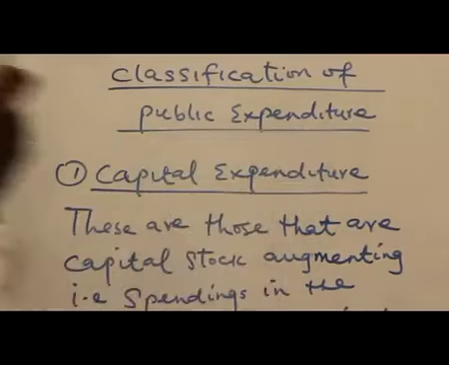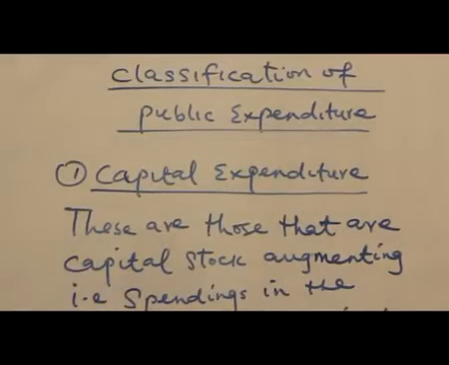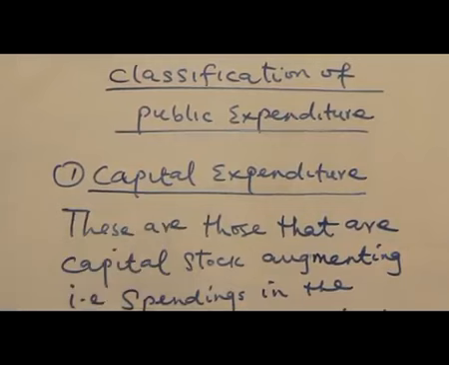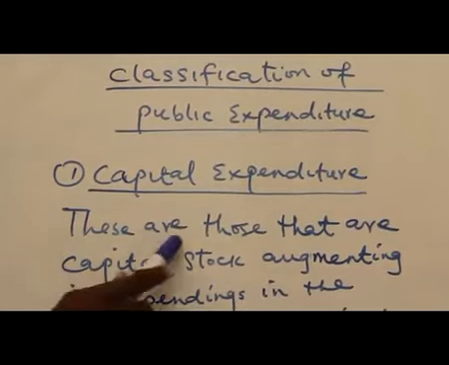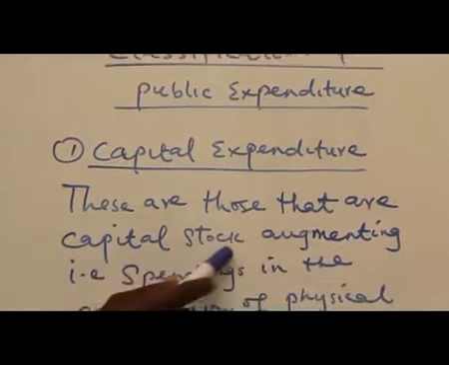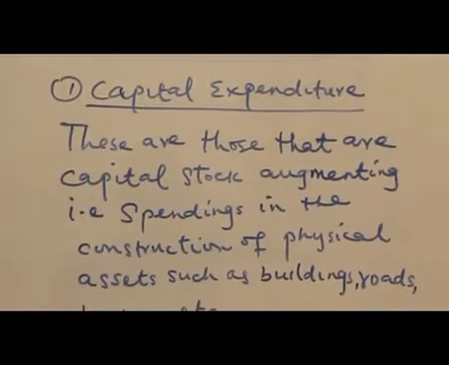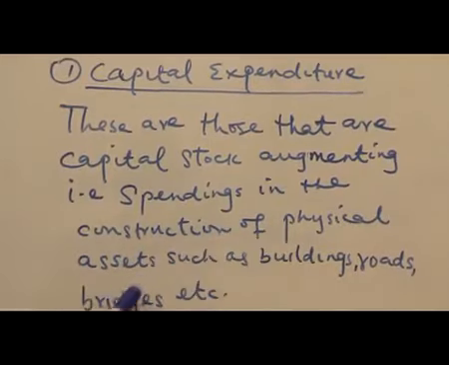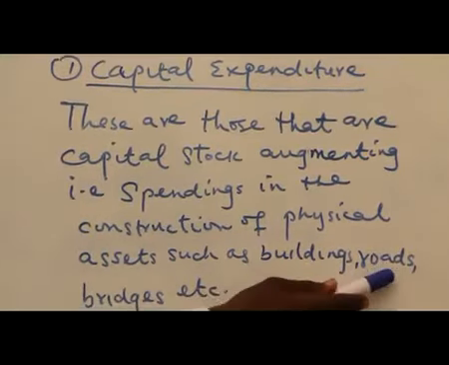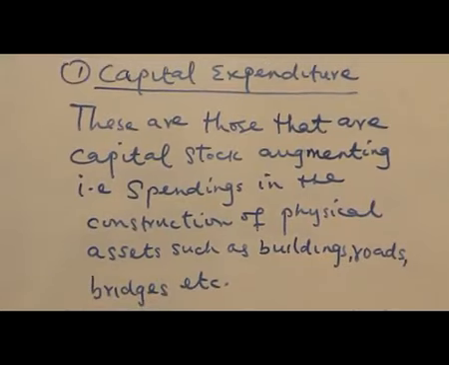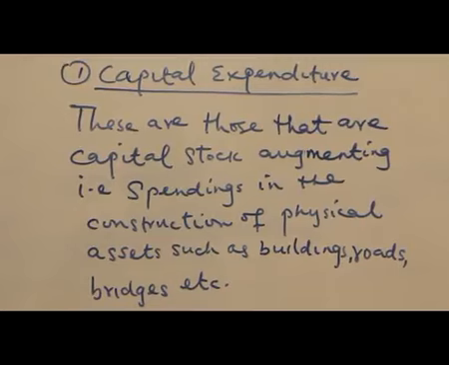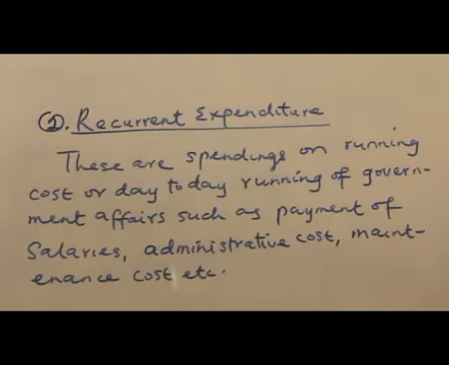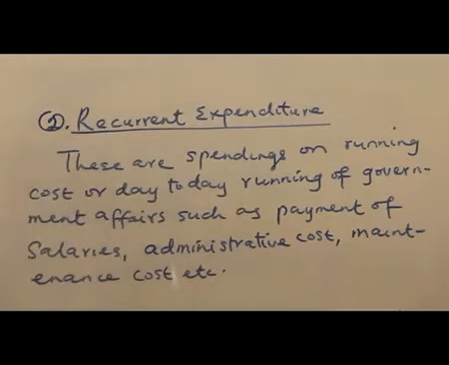Classification of public expenditure. You can classify government expenditure into two. The first one, capital expenditure. What do you mean by this? These are those that are capital stock augmenting. And what do you mean by that? Spending on the construction of physical assets such as buildings, roads, bridges, and so on. So when we're talking about government capital expenditure, we are looking at expenditure toward construction of physical assets. The second one is current expenditure.